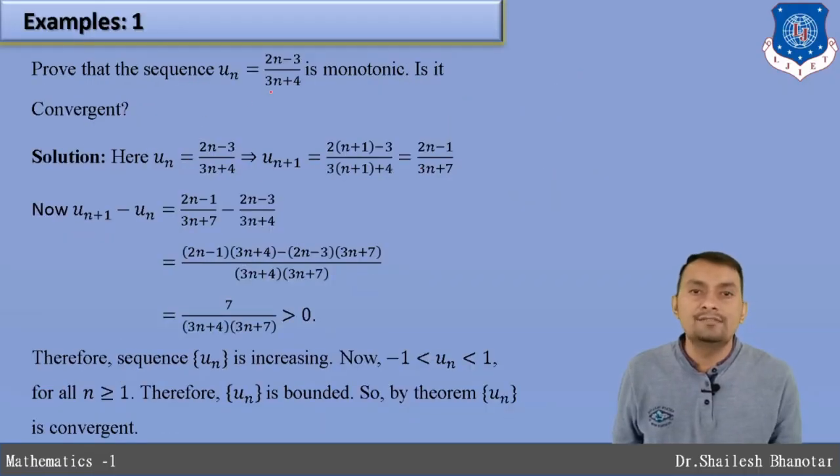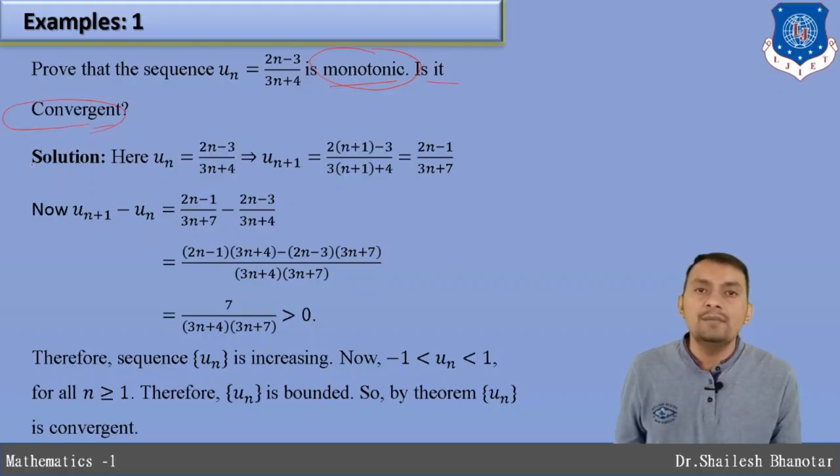So let us understand the first question: is it monotonic, and is it convergent? We want to show that the sequence is monotonic, and also find out whether it is convergent. If the sequence is monotonically increasing and we also find it is bounded above, then definitely we can say the sequence is convergent. Otherwise, if we get that the sequence is decreasing and bounded below, then definitely we can say the sequence is convergent.